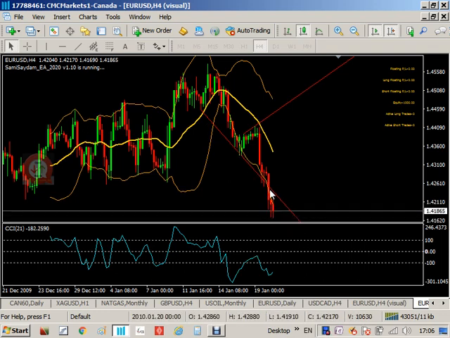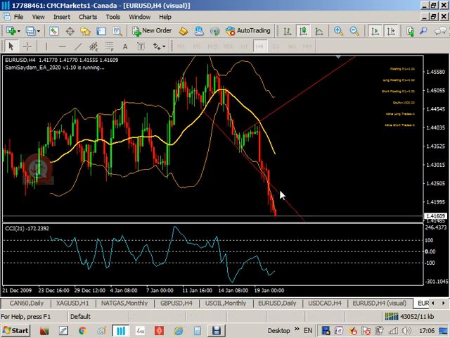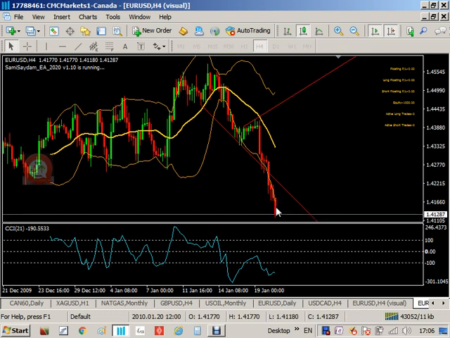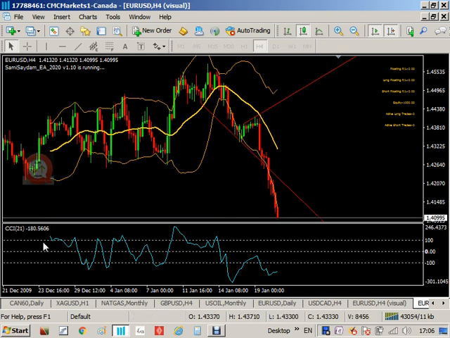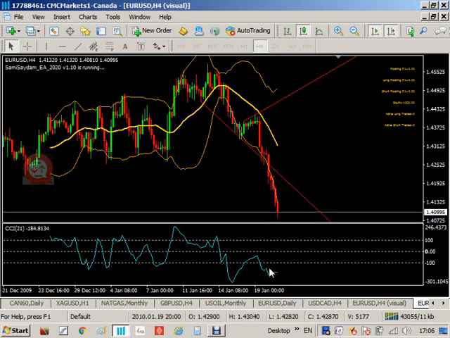So as you see here, it is breaking down the support, so I can make a sell again in this area, and as long as the CCI, with this modification, is still below minus 100, I'm still shorting and making money.